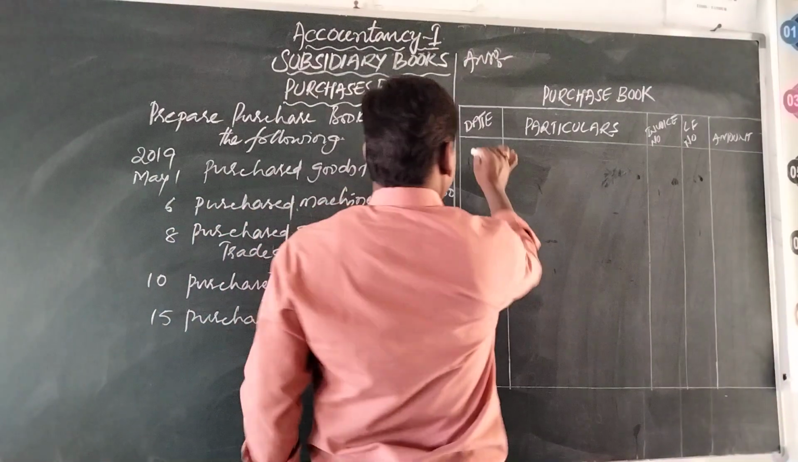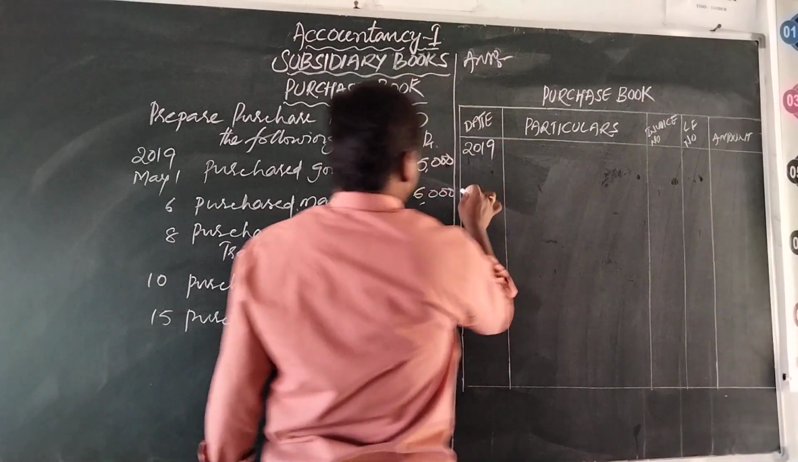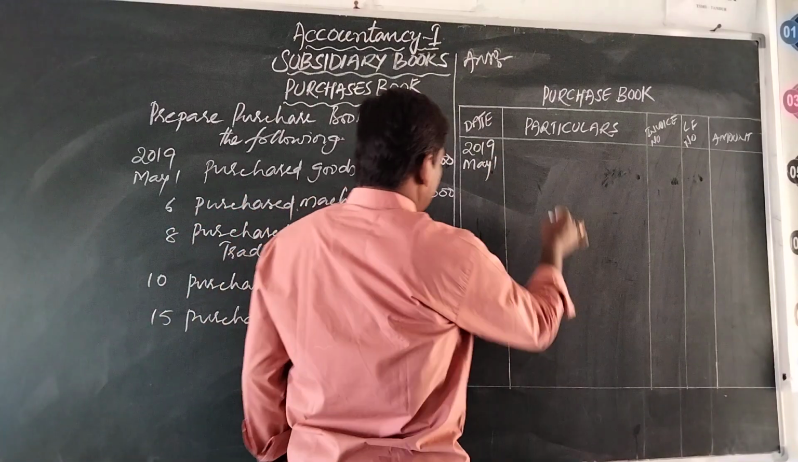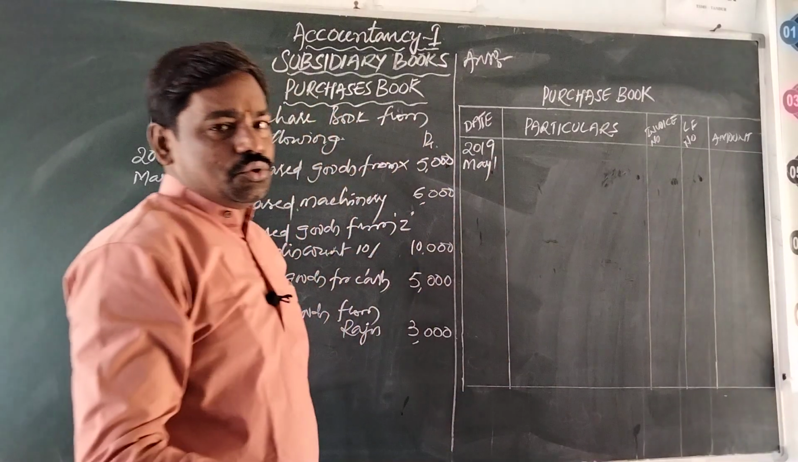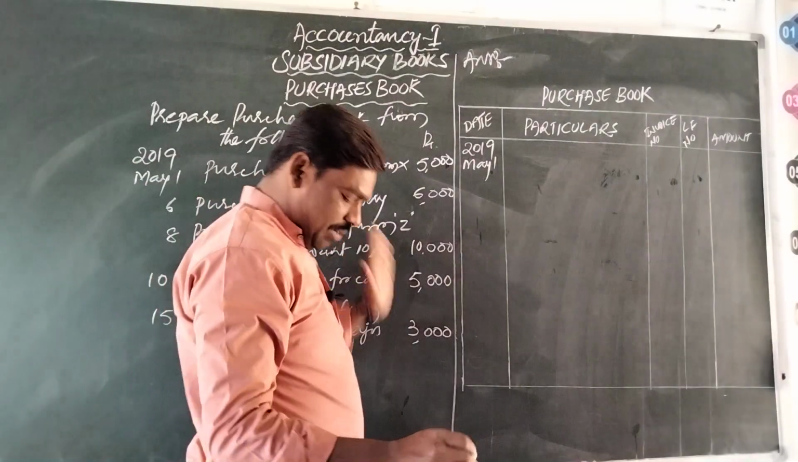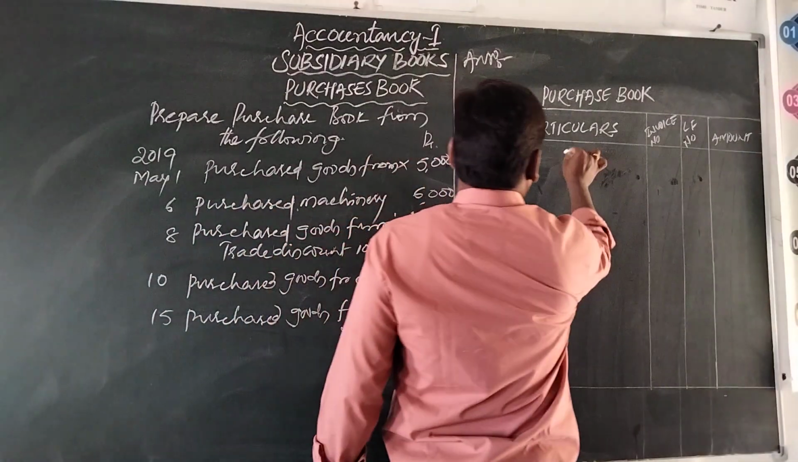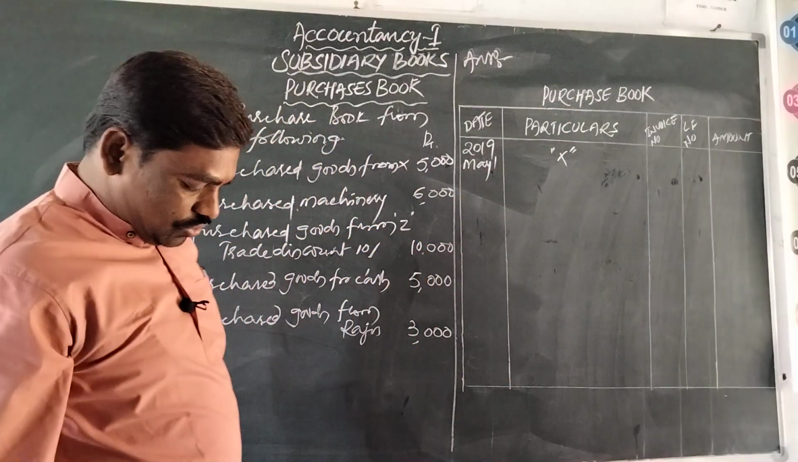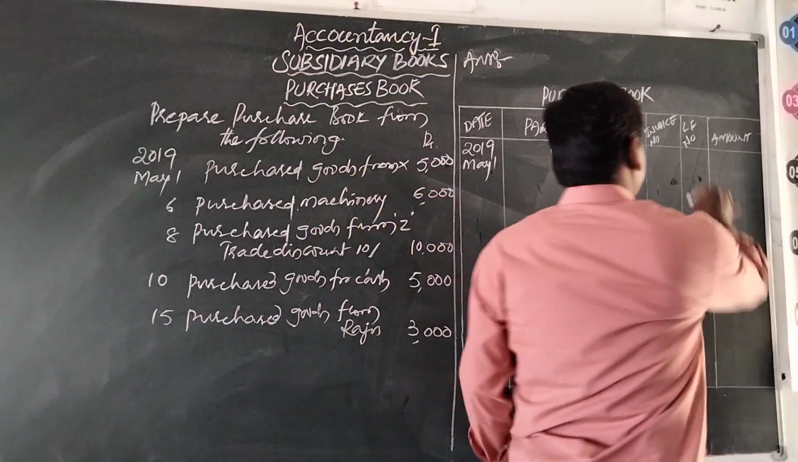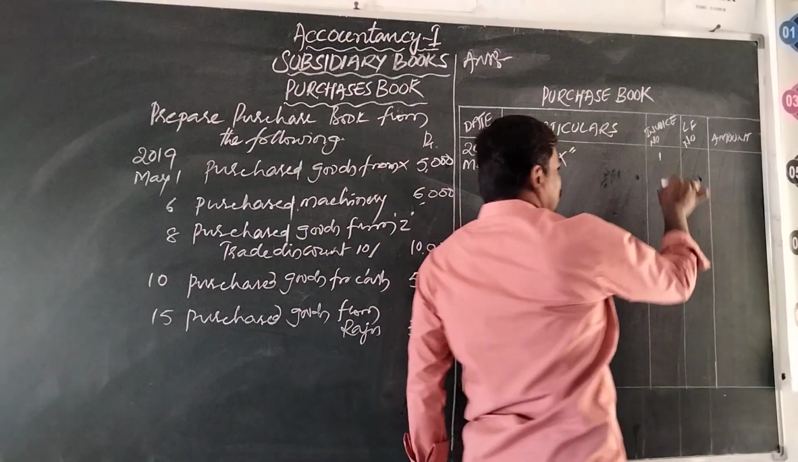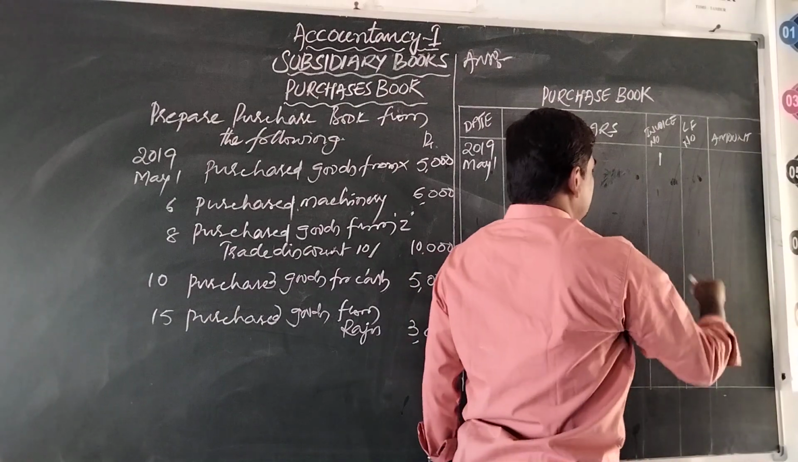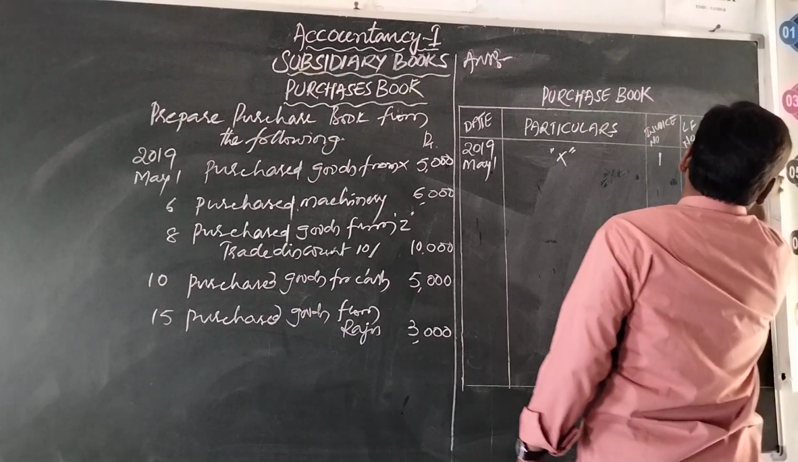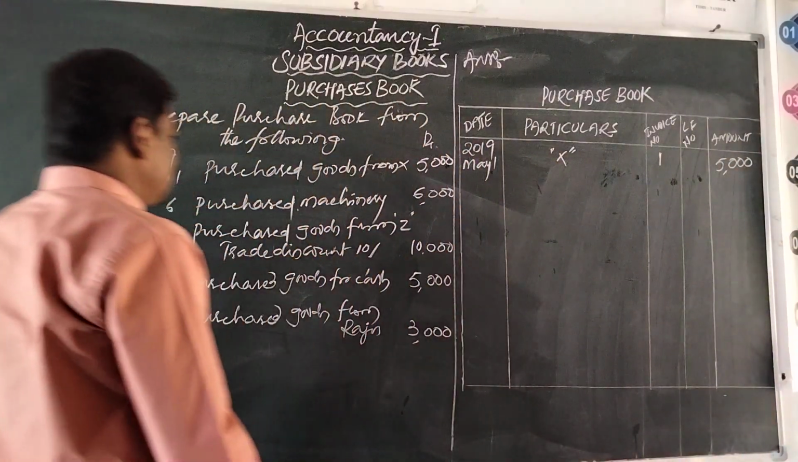So here, first in the date column, you can write the date: 2019 May 1st. Here you must not use "to" or "by"; just write the name of a person in the particulars column. Here, name of company X, only the name of a person is given, so you can take that. And for invoice number, you can give an assumed number, 1, and there is no use of LF number, we can't use it here. And amount of rupees 5,000. Like this we can write the transaction.